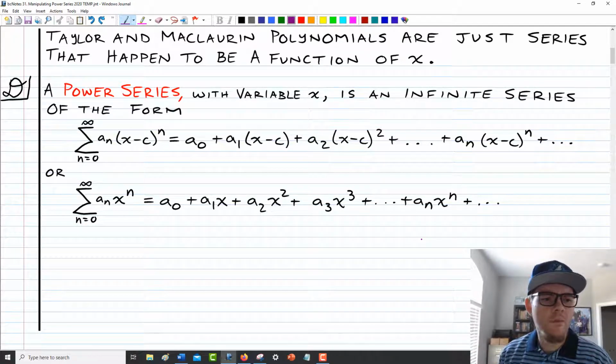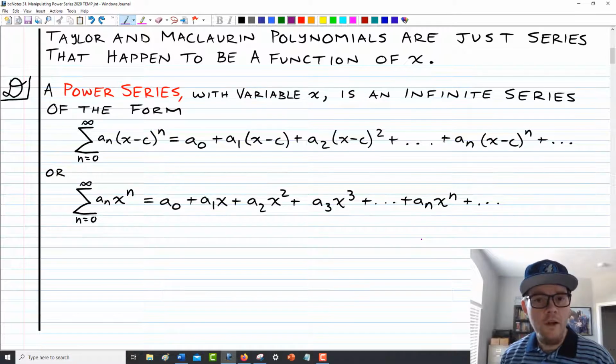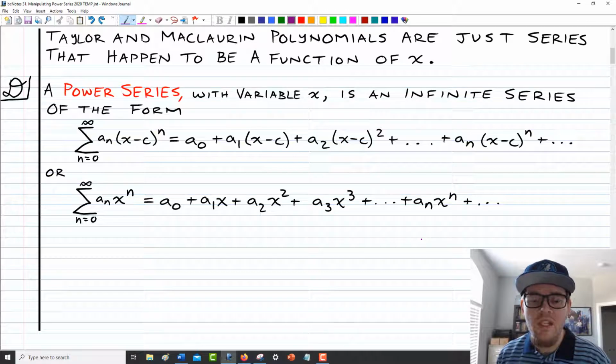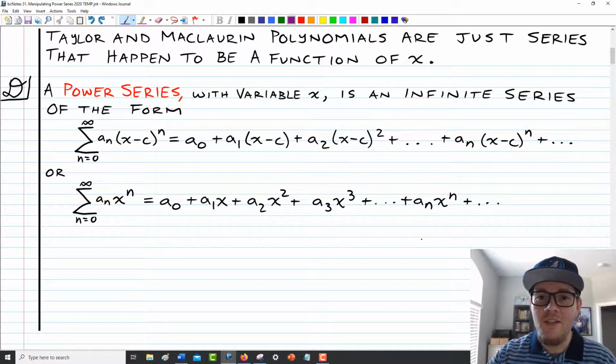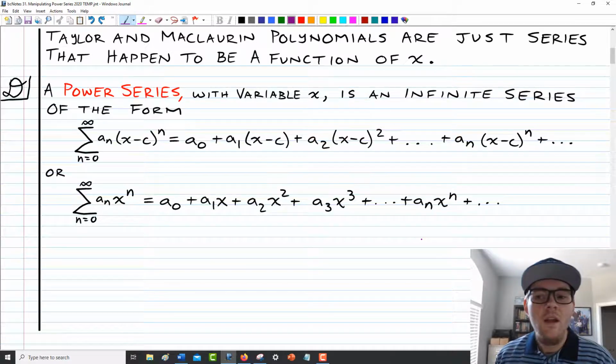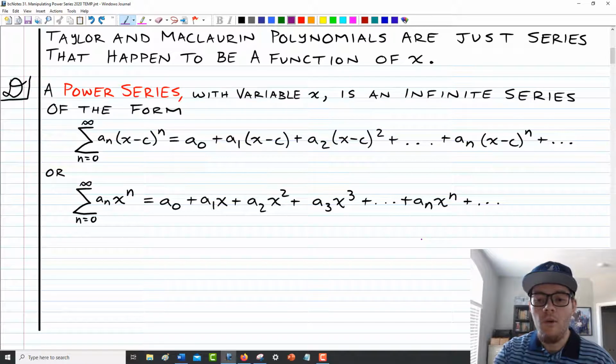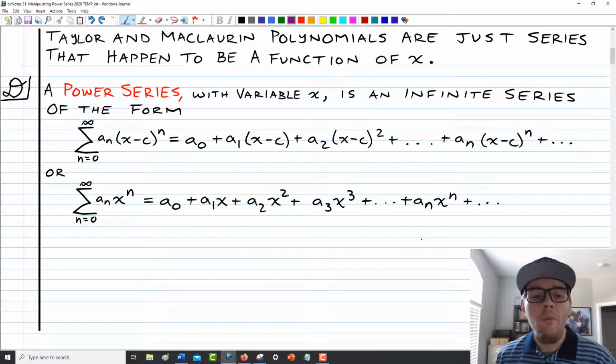So take a look at that definition. A power series with variable x doesn't have to use x. In fact, later on in this lesson, I may actually use t at one point. So hopefully you're okay with a caffeinated beverage so that I can use t. So from here, it says a power series with variable x is an infinite series of the form right there or right there. What I'd want you to notice as you look at those is they look just like a Taylor polynomial and a Maclaurin polynomial.